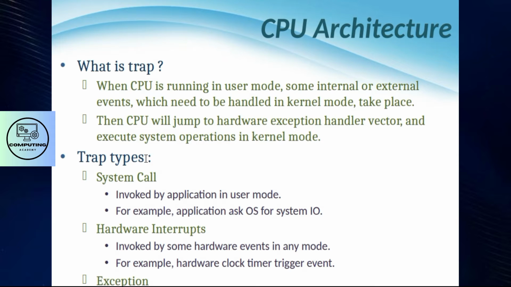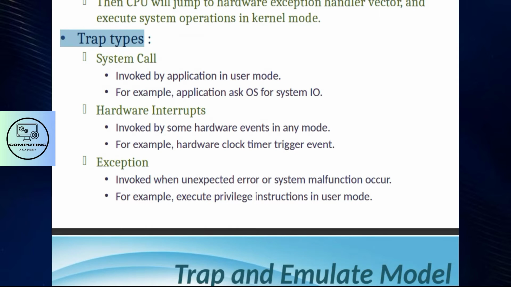Now we have the different trap types. So let's have a look at the different types of trap in detail. These different types include system call, hardware interrupts, and exception. Let's talk about system call. It is invoked by an application in user mode. For example, an application asks the operating system for system I/O. Then we have hardware interrupts.